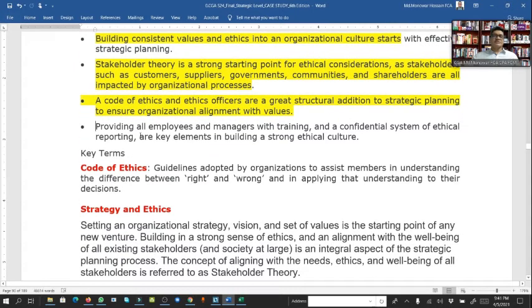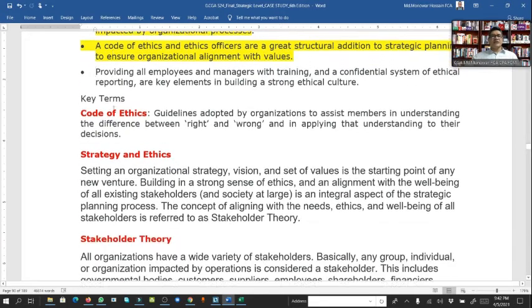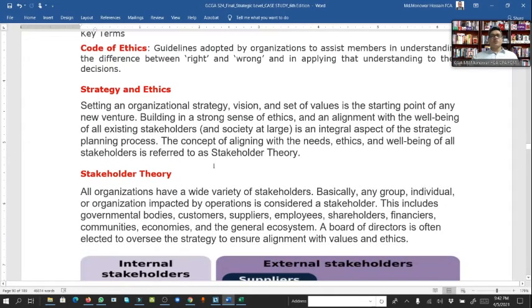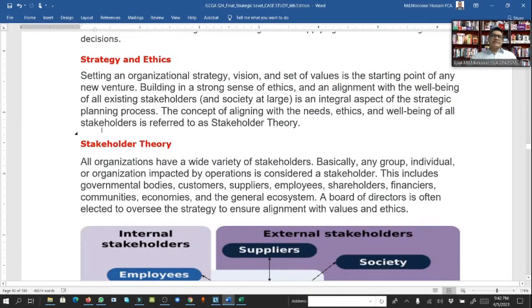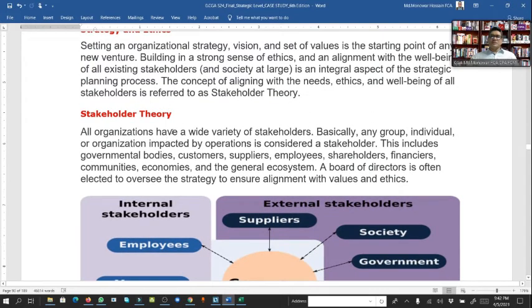The IFAC code of ethics is implemented, and all institutes have adopted it, providing all employees and managers with training, confidential statements, ethical reports, etc. The key term is code of ethics. Guidance: adopt it in the organization and assess members' understanding of the difference between right and wrong. We have to do the right thing, not the wrong thing. Strategy and ethics: we have to use stakeholder theory.